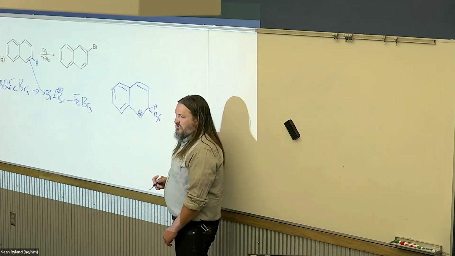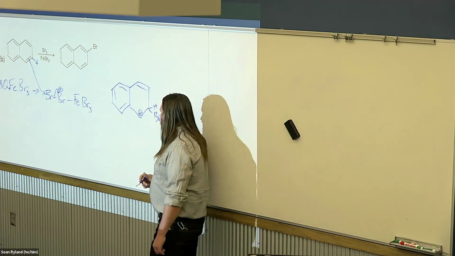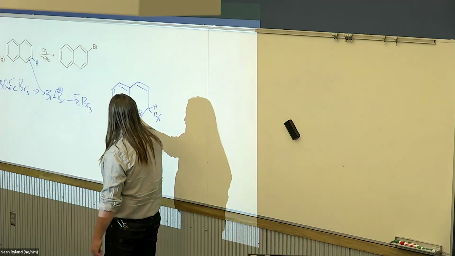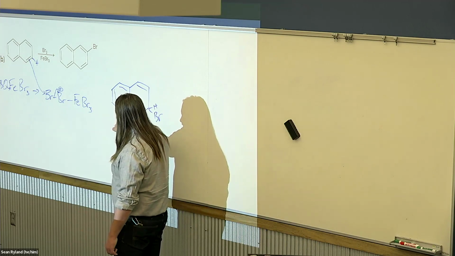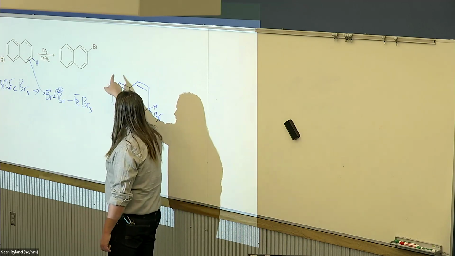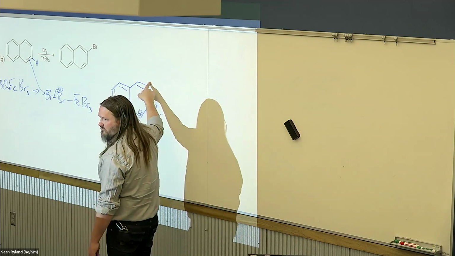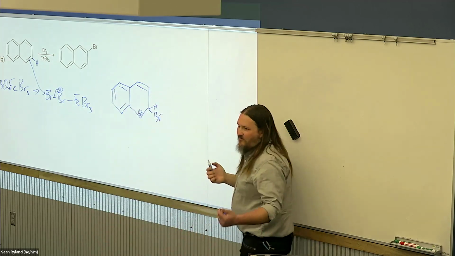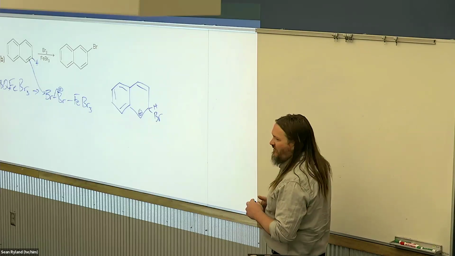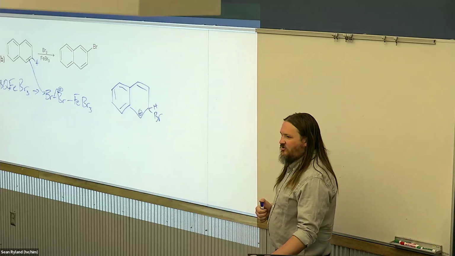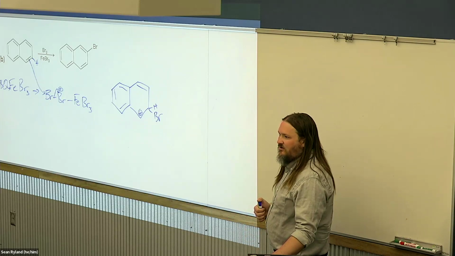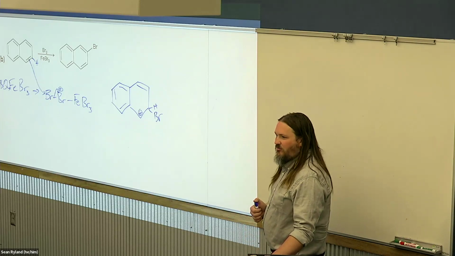We're going to have extra sigma complex resonance structures though, right? Because we can put the positive charge here, here, or here, or here. So basically for every pi bond you had in the aromatic structure, you'll get one resonance structure in the sigma complex. Unless you've got an electron withdrawing group, which gives you a couple extra sometimes.